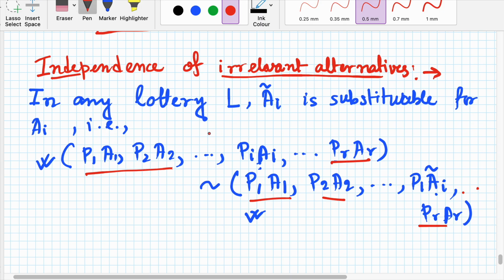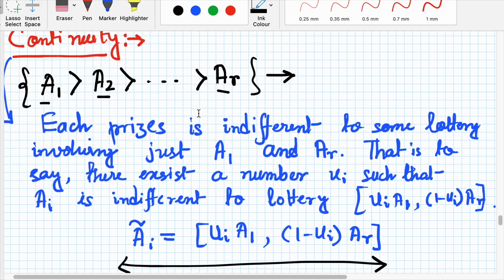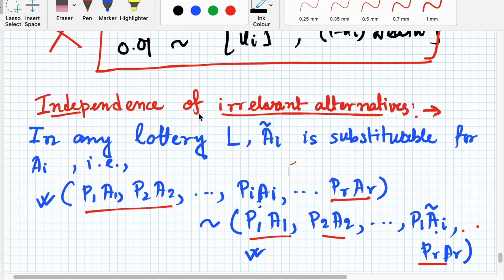So the indifference relation that we get from the continuity axiom remains independent of the irrelevant alternatives. So this is another axiom, the fourth axiom.